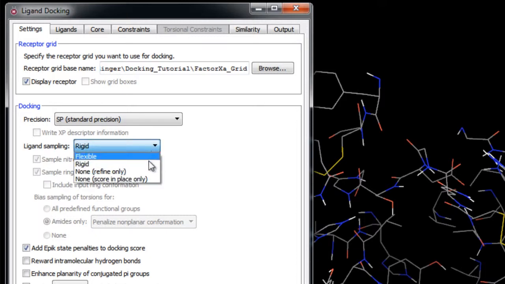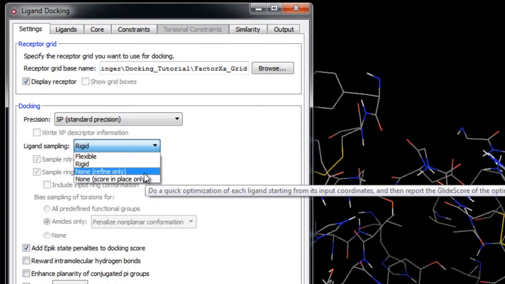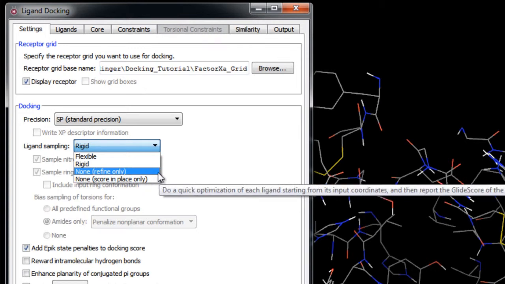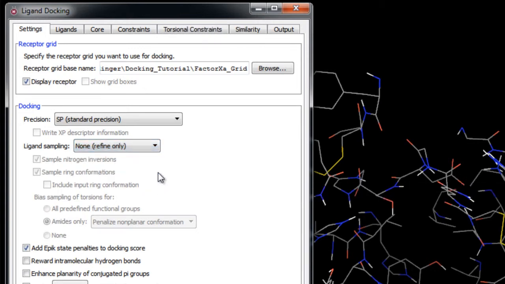There are also two options for not performing any sampling at all. These options are not substitutes for a full docking calculation, and both require accurate initial placement of the ligand with respect to the receptor. The refine-only option uses the input ligand coordinates to perform an optimization of the ligand structure in the field of the receptor, and then the ligand is scored. The goal of this method is to find the best scoring pose that is geometrically similar to the input pose. If you're using HTVS or SP, a minimization is performed, or for XP, the ligand is regrown in place.